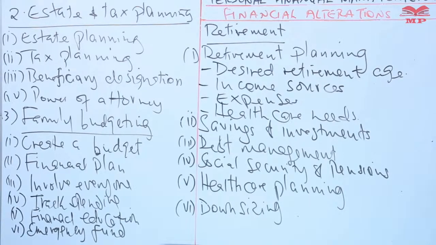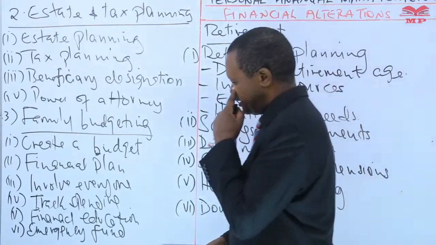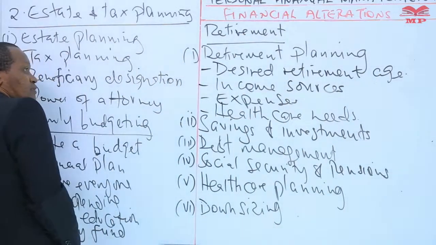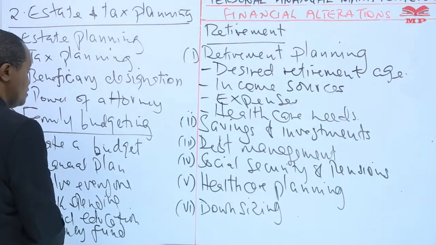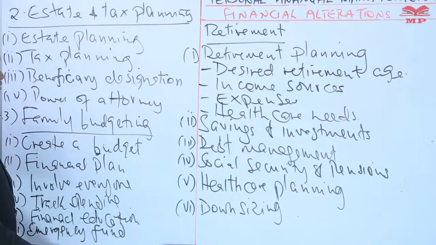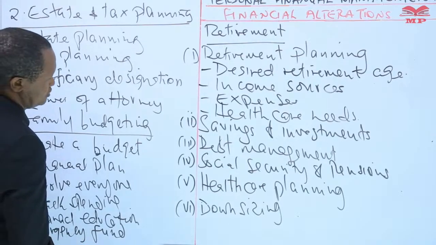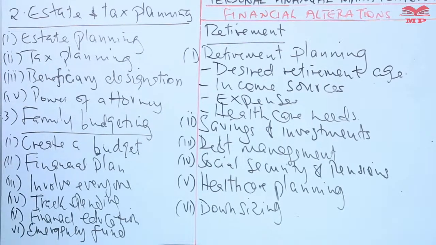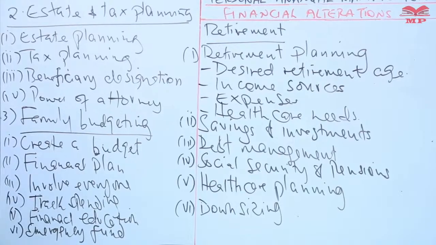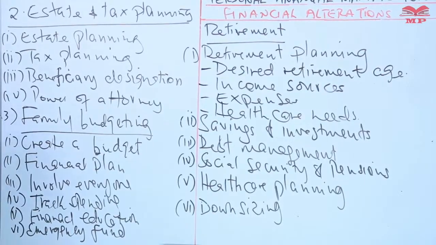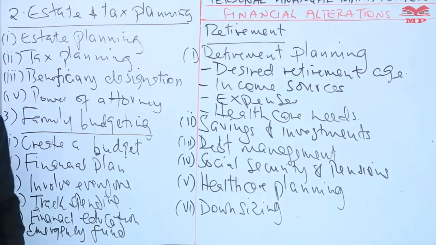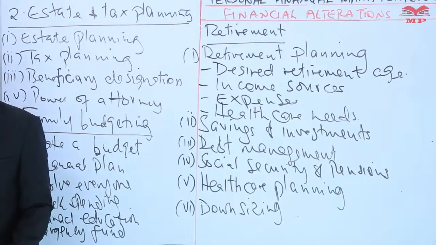We've discussed points on retirement. We've discussed points on estate planning and tax planning and family budgeting. That effectively brings the lesson to an end. I'll read you today's assignment.